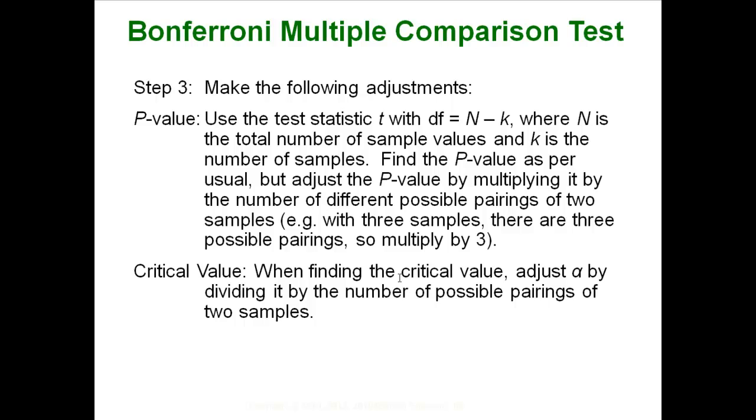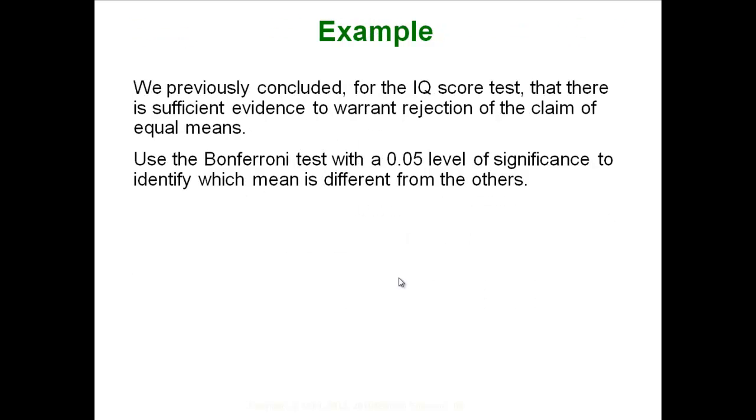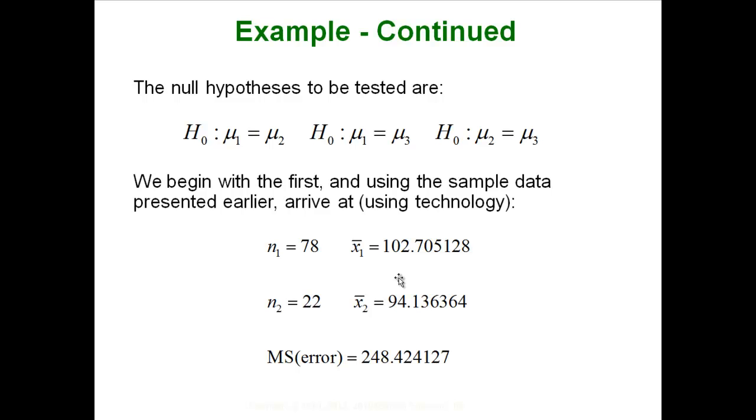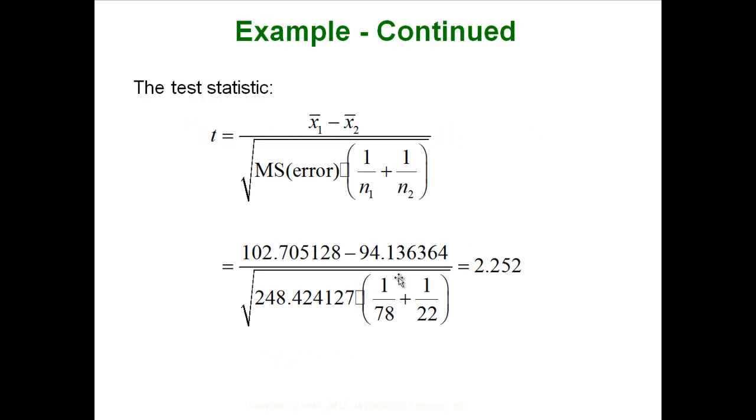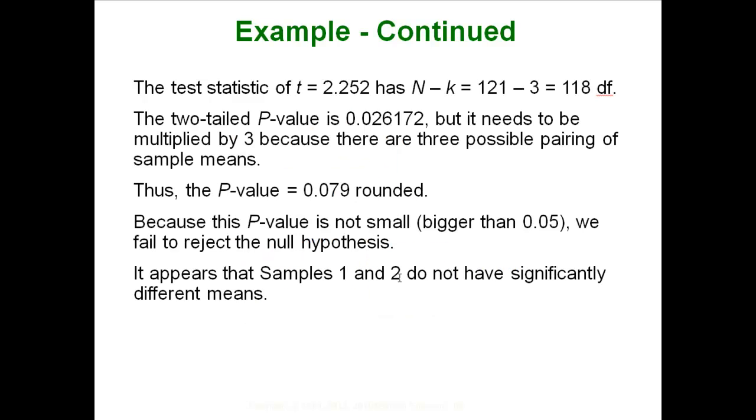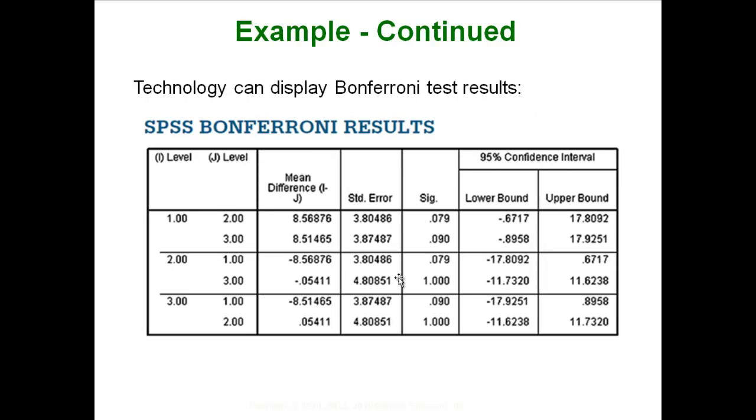If we go back to our example with our IQ test scores, our initial null hypothesis was that they're all the same, and here we just wrote it in pairs because that's what the Bonferroni is now doing. It's asking how each of the pairs is looking. Here are the numbers that we calculated for sample 1 and 2. And if we compare that, we get a t of 2.252. If we do the same thing for all the others, we can get the p-values for each. And then here's the summary of all of them that you would get out of, in this case, SPSS.